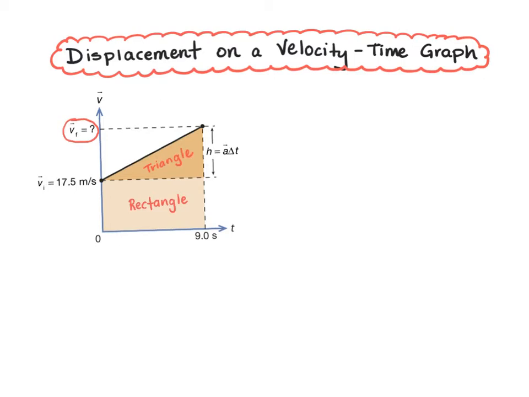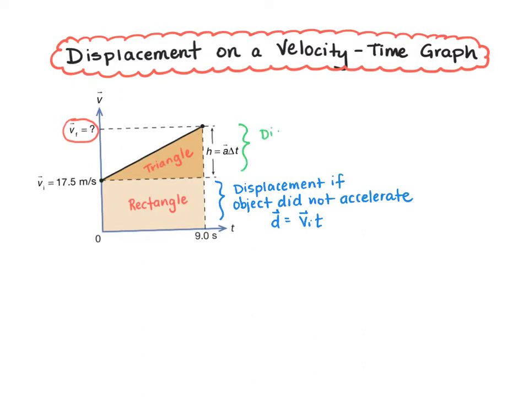Now, the rectangle, this is the displacement if our car did not accelerate, okay? Or if our object, I suppose. And that displacement is going to be our initial velocity times the time. The triangle, this is our displacement from the acceleration alone.